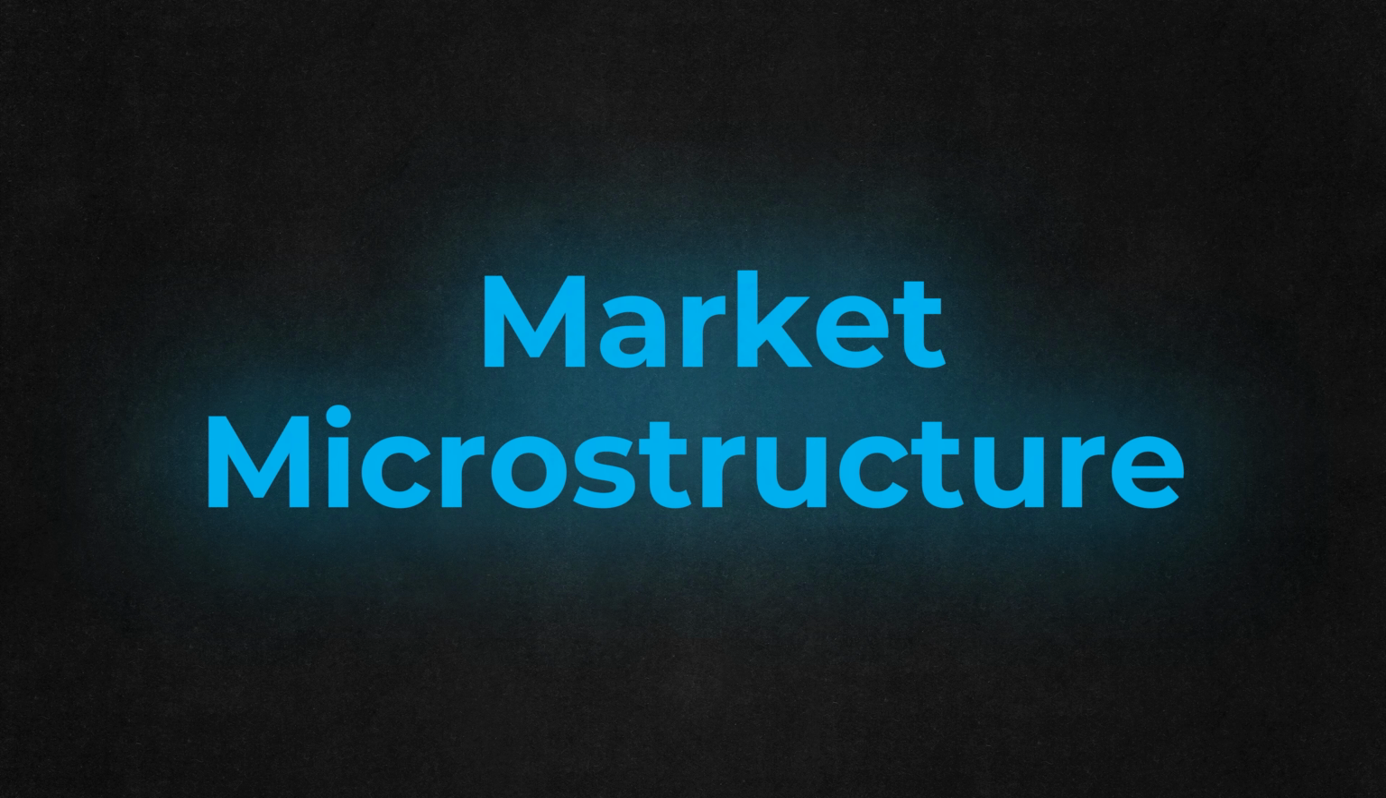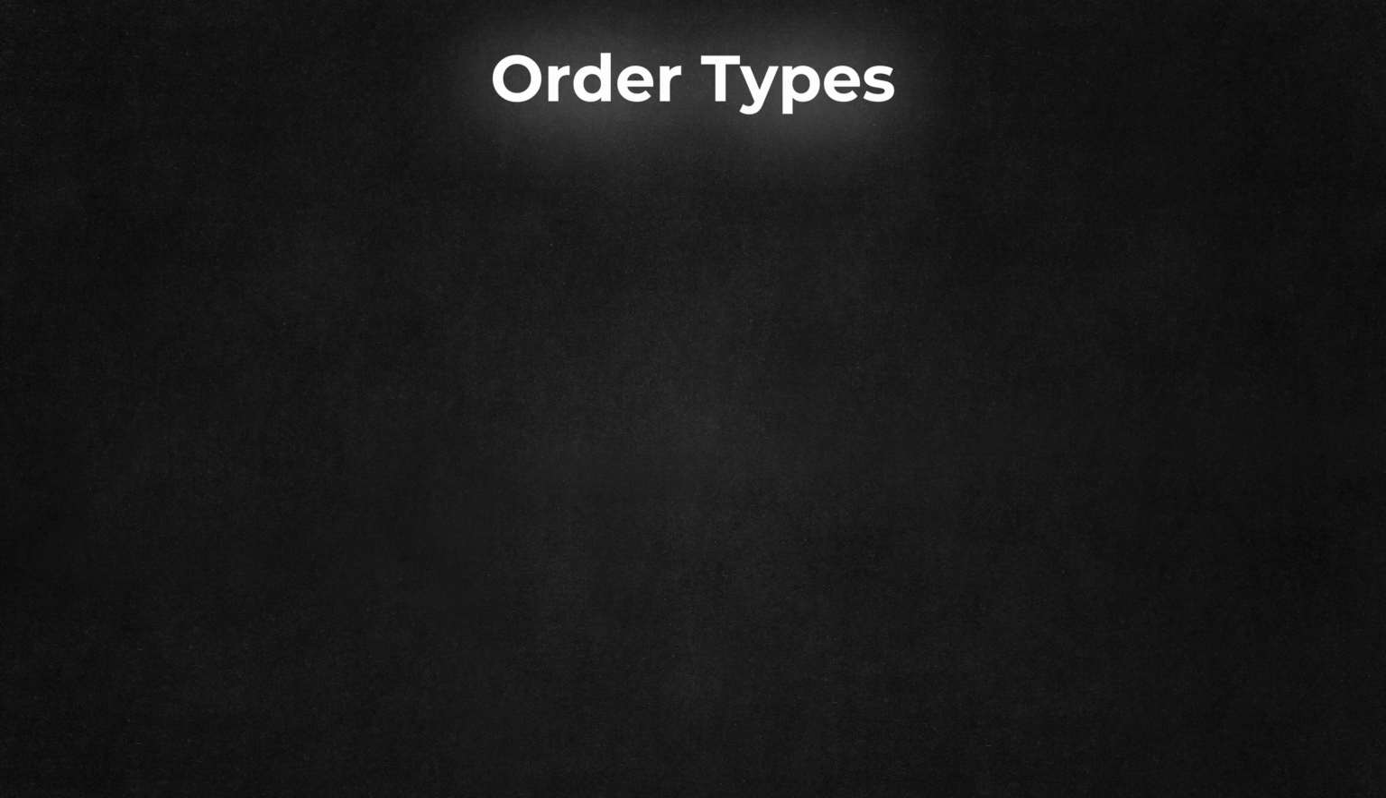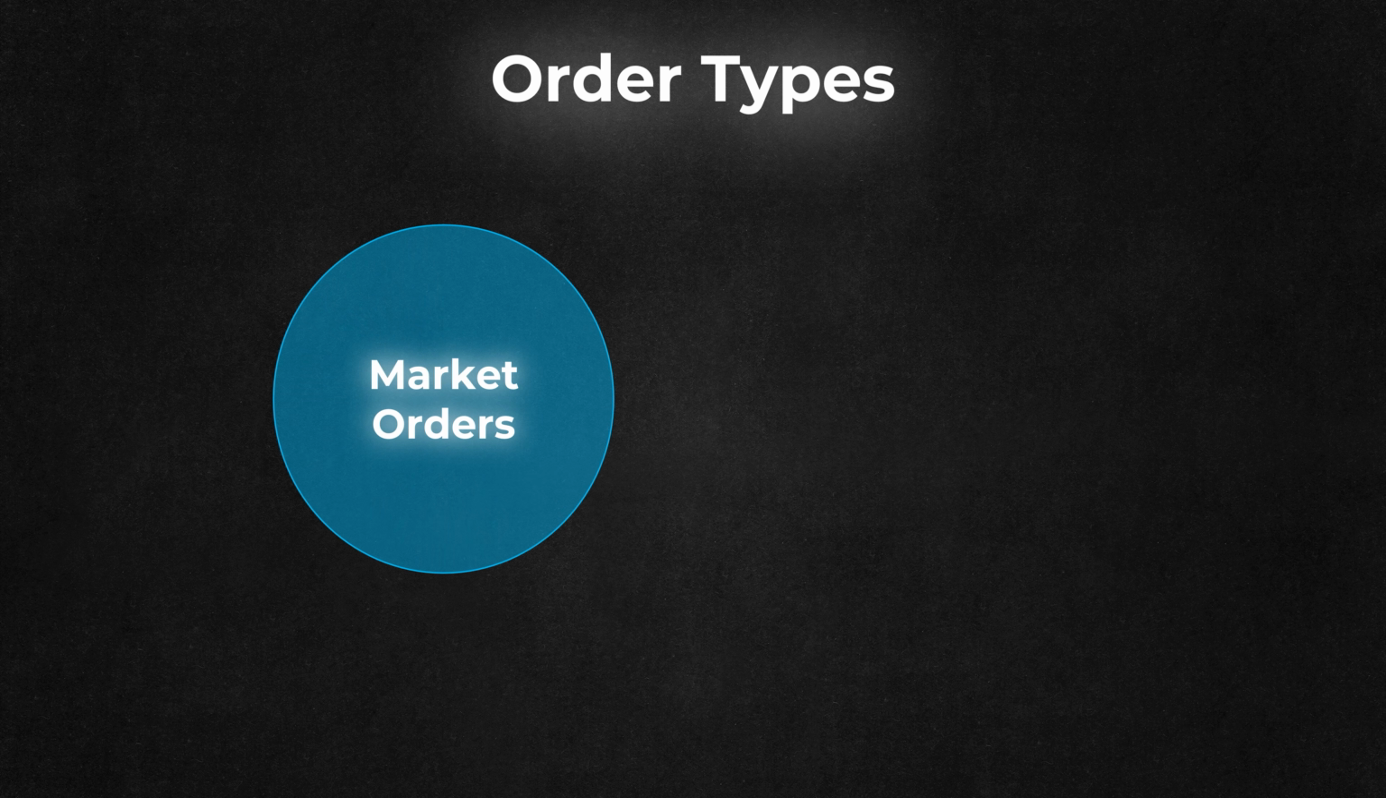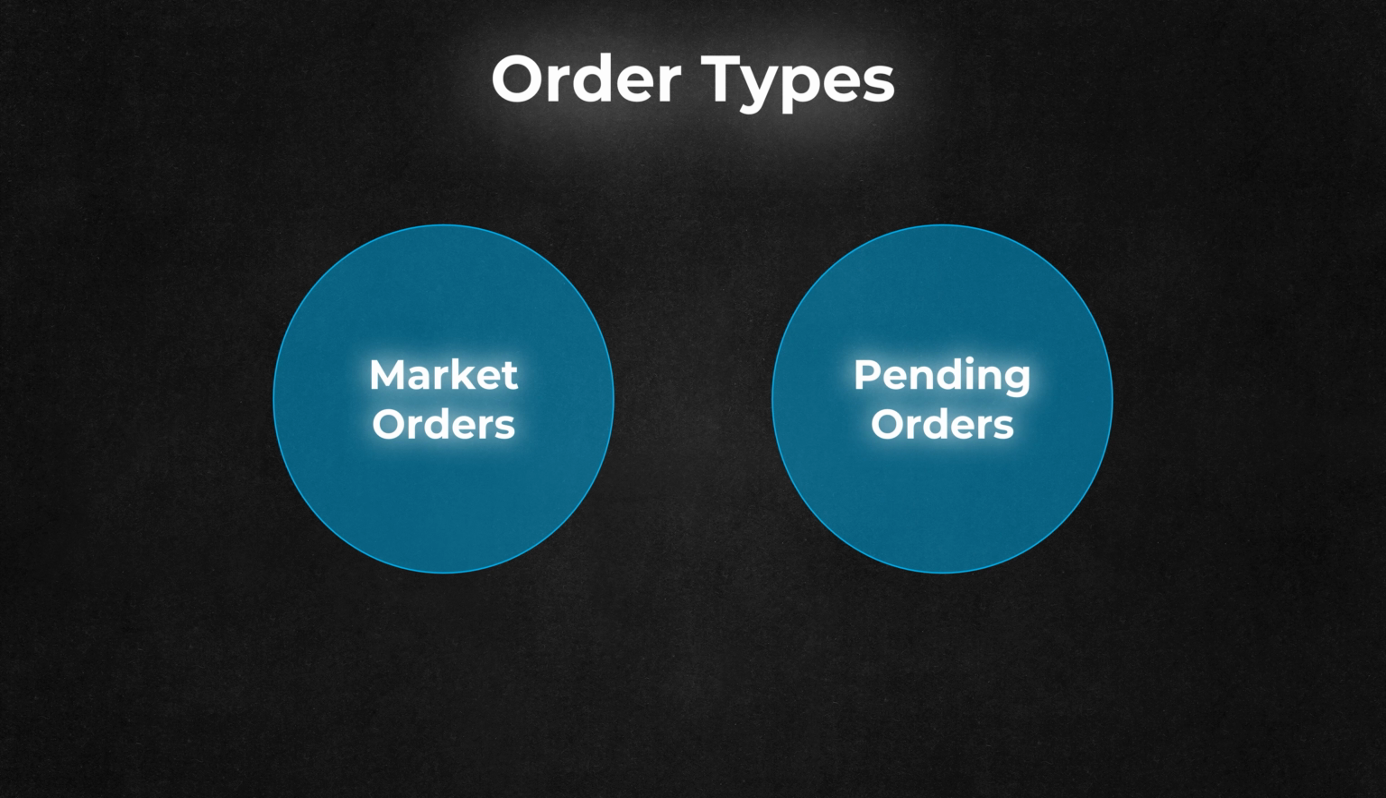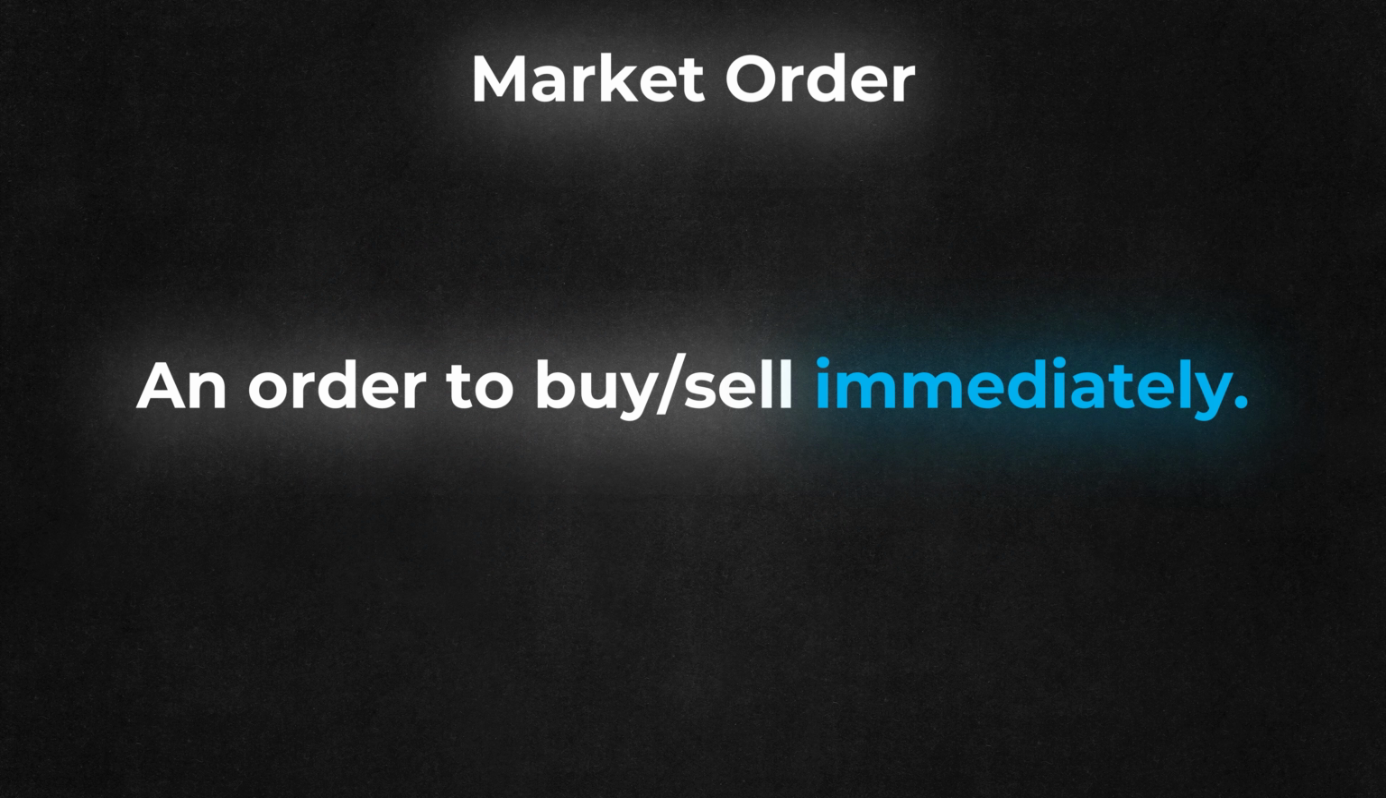Let's begin first by talking about the different kinds of orders that exist in trading. To keep things simple, we can summarize order types in two categories. We have market orders and we have pending orders. A market order is an order to buy or sell immediately. For example, if you want to buy at whatever price is being traded right now, you will use a market order. The same is true, of course, for a sell order.